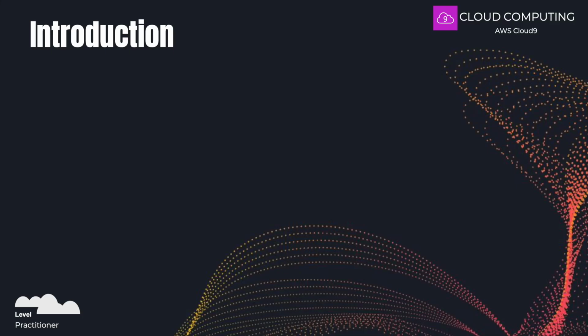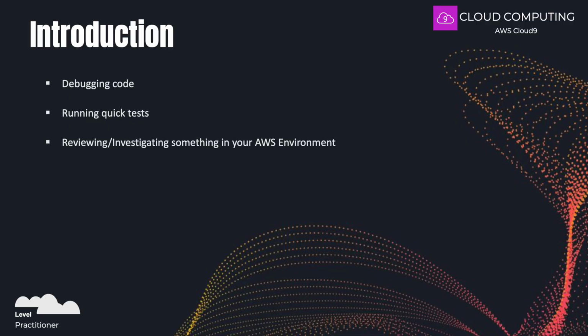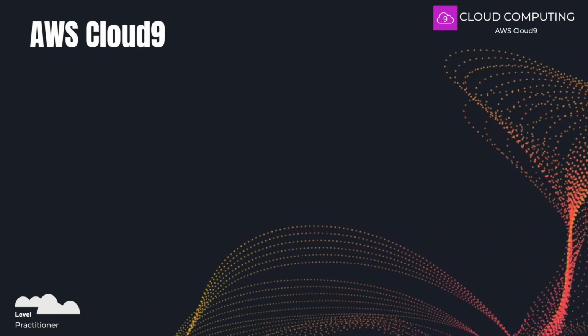In this video, we're gonna look at AWS Cloud9. Most of the time, you can work with AWS services directly through the console, the CLI, or even automation tools. But every now and then, for tasks like debugging code, running quick tests, or visually reviewing what's happening in your AWS environment, you may need something that gives you both a coding workspace and a connection into AWS at the same time. That's where Cloud9 can be handy.